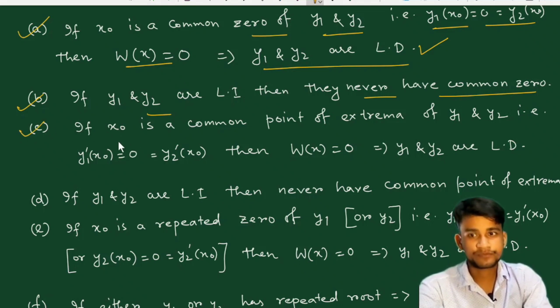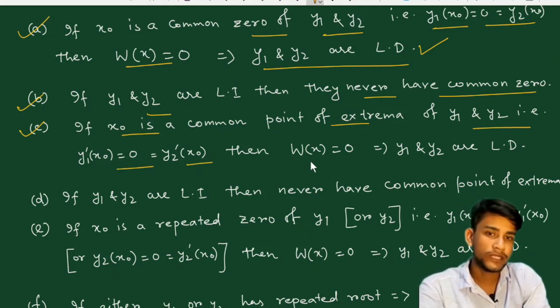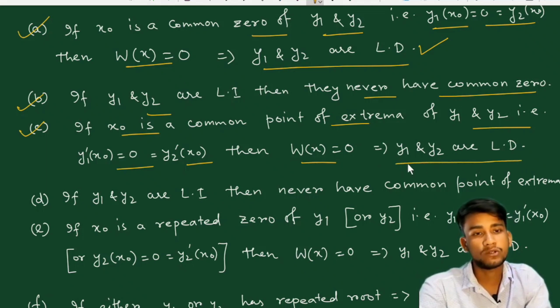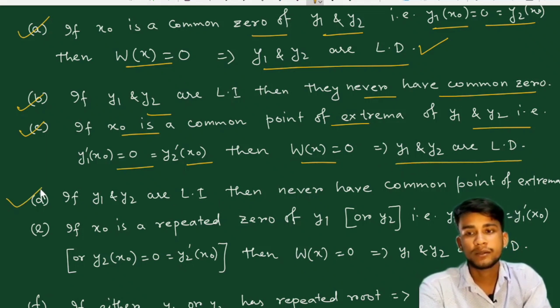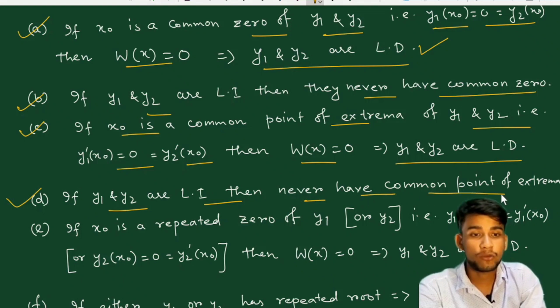Okay, number (c), if x0 is a common point of extrema of y1 and y2, that is y1'(x0) equal to 0 and y2'(x0) equal to 0, then W(x0) equal to 0. This implies y1 and y2 are linearly dependent. Okay. Number (d) is, if y1 and y2 are linearly independent, then they never have a common point of extrema.